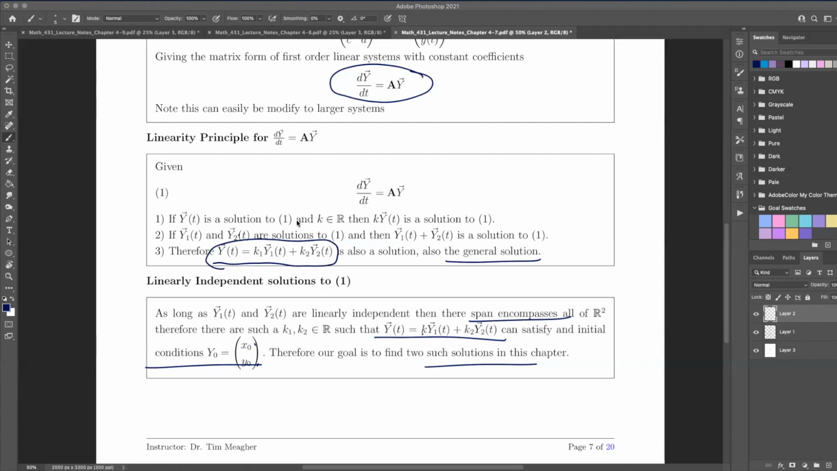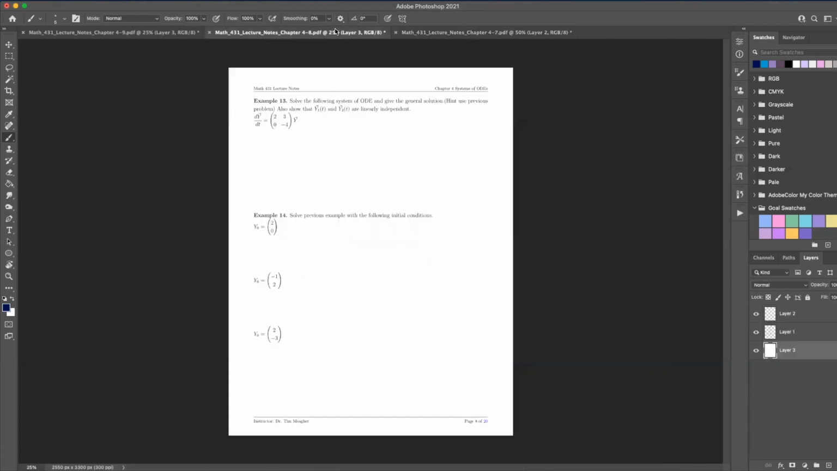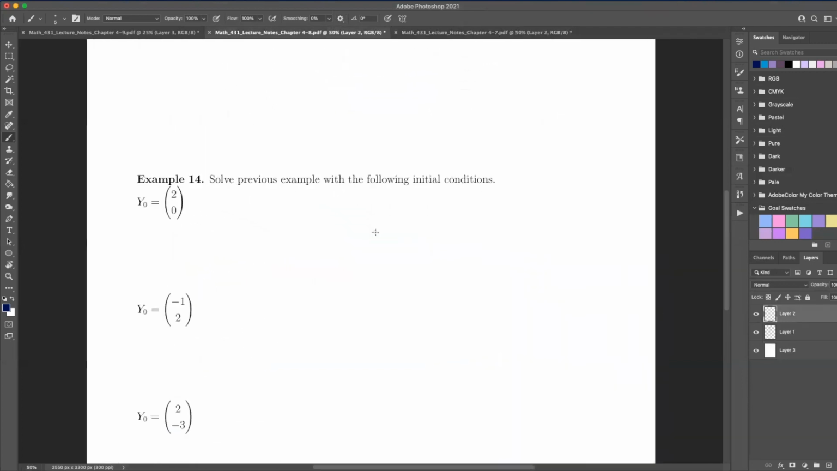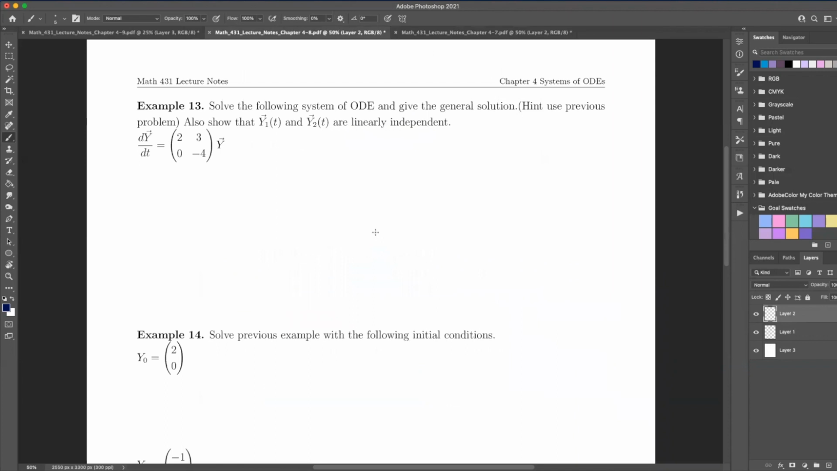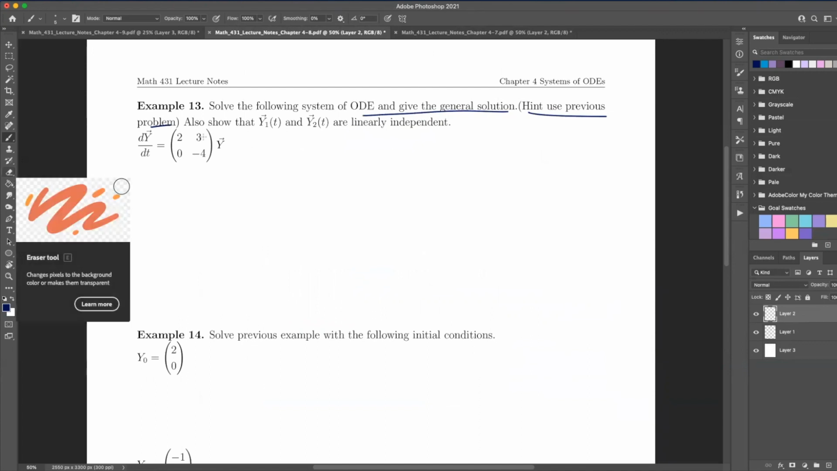Okay, so that's our goal. So let's get to it. Let's do page 8. There we go. Zoom on in. All right, so solve the following system and give the general solution. Can't use the previous problem, right? So we did this, right? So here is the problem we just did, literally on the other page. This one.